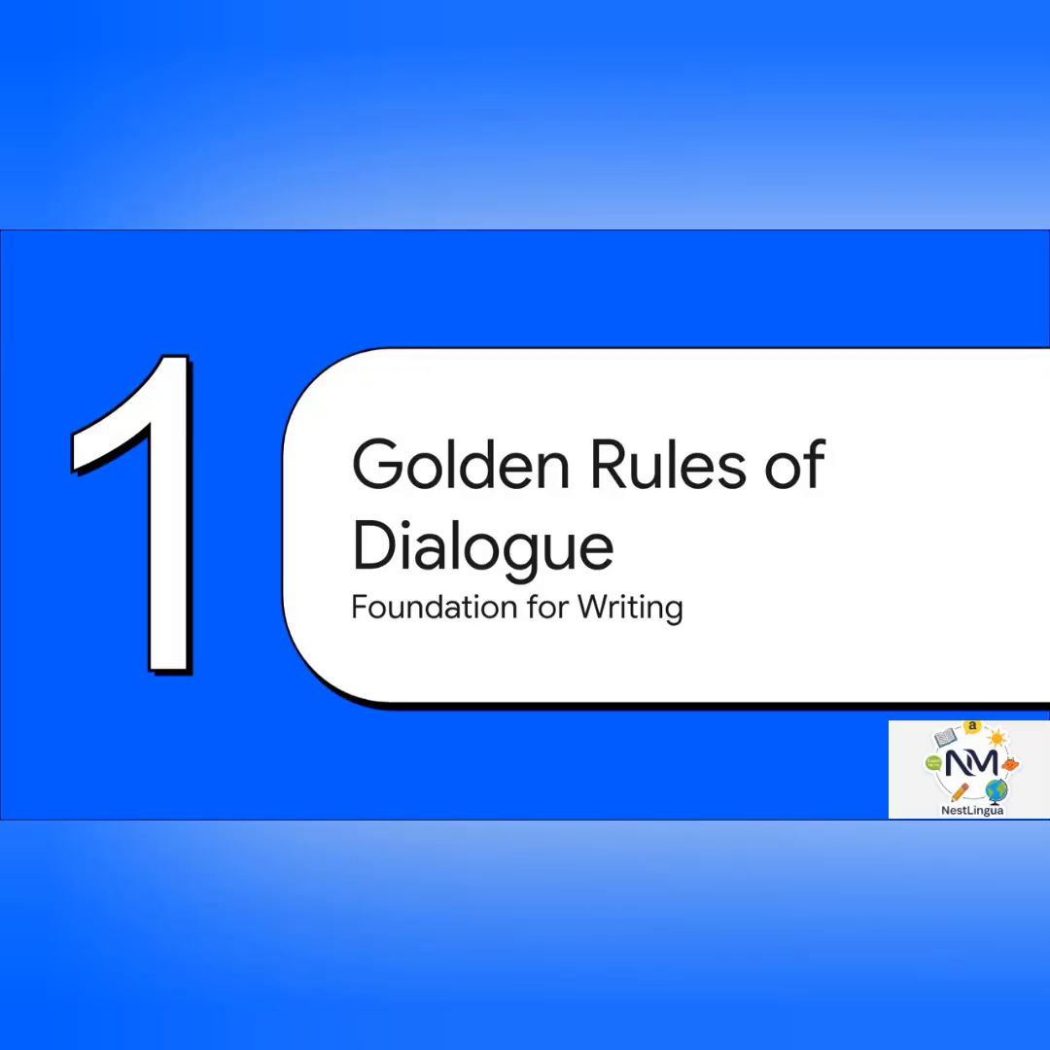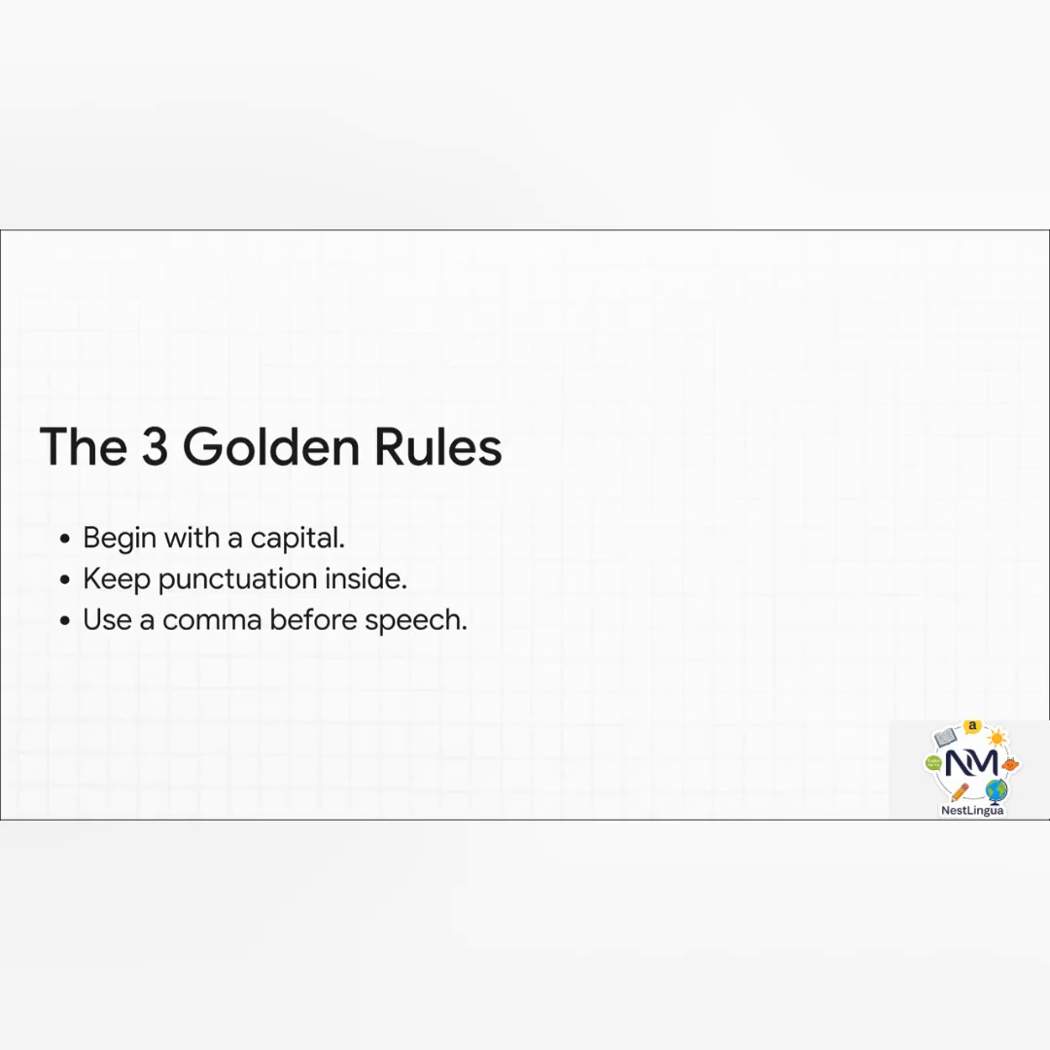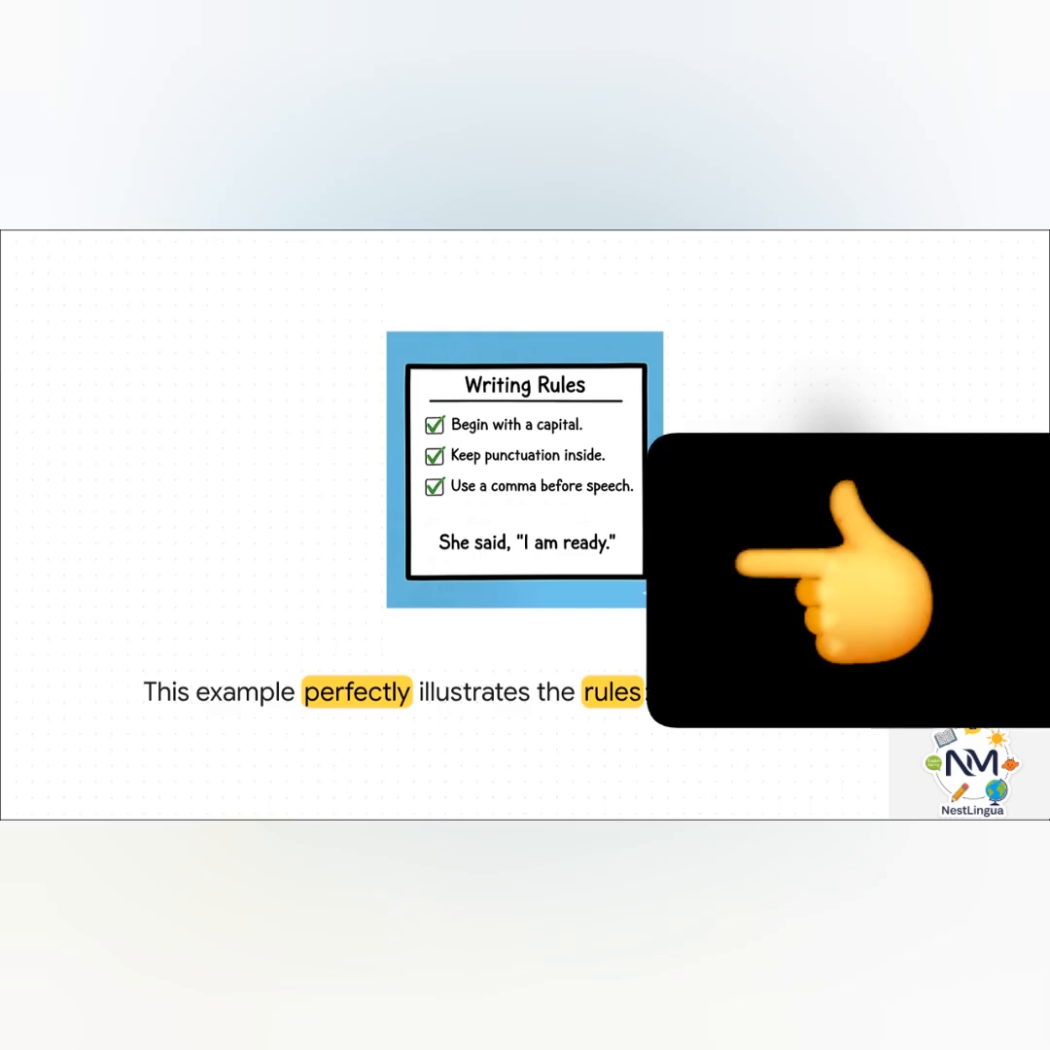So, before we get into the really specific stuff, we need to lay down a solid foundation. There are three, let's call them golden rules, that are behind pretty much all dialogue punctuation. Once you get these down, trust me, the harder parts get a whole lot simpler. Okay, rule number one. Every piece of dialogue starts with a capital letter, just like any other sentence. Easy. Number two, all your punctuation, commas, question marks, you name it, gets tucked neatly inside the final quotation mark. And third, if you have a little tag like she said before the dialogue, you've got to introduce the quote with a comma.